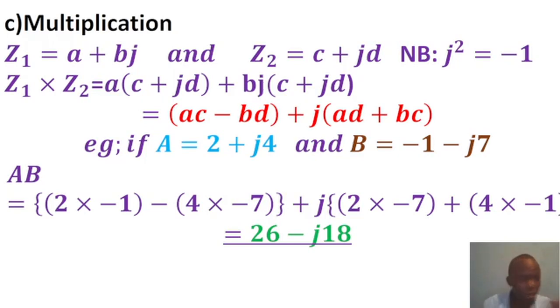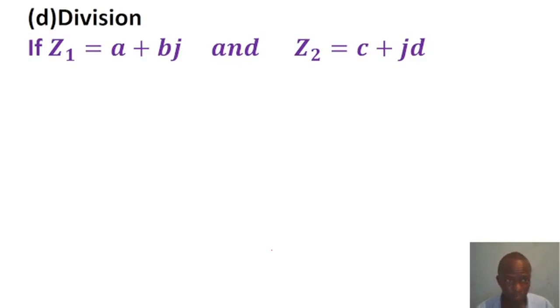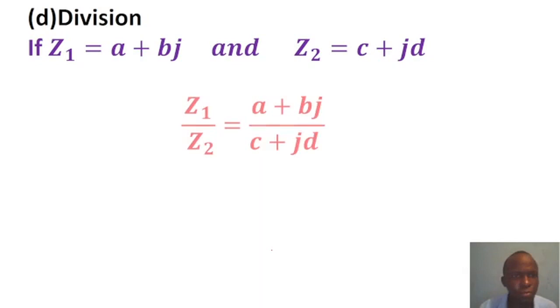Now let us go to the most important part in this section, and that is division. With the division, it's going to be evaluated this way. Let's say Z1 is that, Z2 is that. Then you have to divide. Obviously, you're going to take the numbers as they are and you divide according to the way you're supposed to divide.